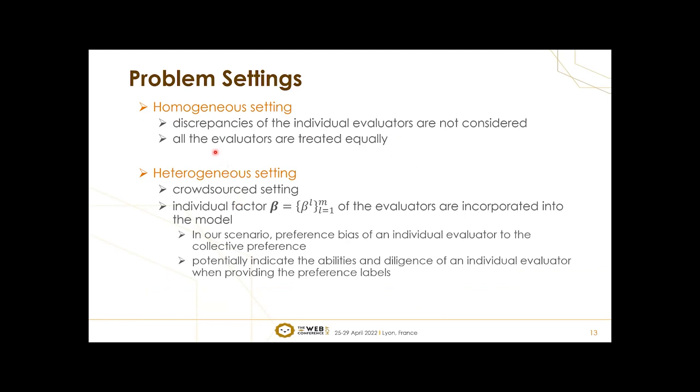Here we mention what the homogeneous setting and the heterogeneous setting are. In the first one, the discrepancy of the individual evaluators is not considered, and all the evaluators are treated equally. The heterogeneous setting can also be regarded as a cross-source setting, and we will consider an individual factor. There are many ways to explain the meaning of this individual factor. In our scenario, it represents the preference bias of an individual evaluator relative to the collective preference. Of course, it also potentially indicates the ability and diligence of the individual evaluator when providing the preference labels.